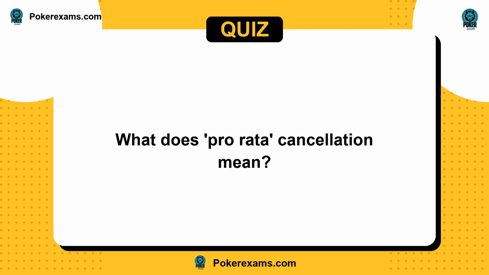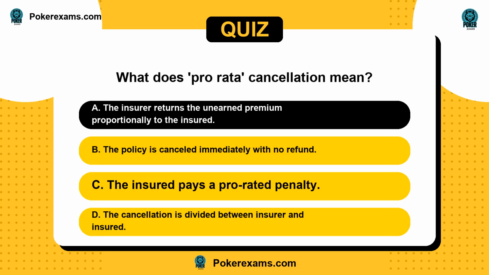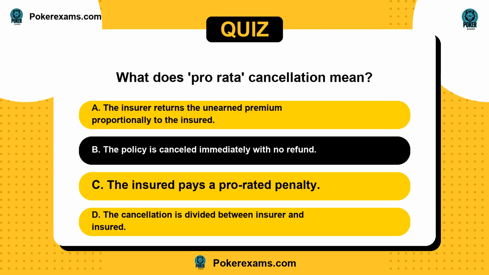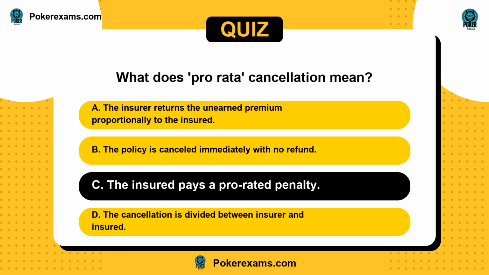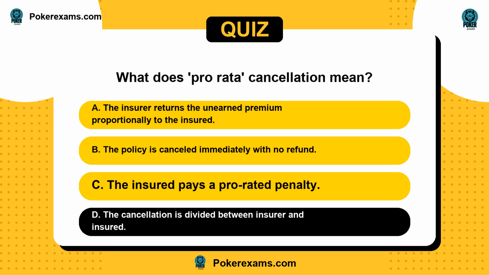Next question. What does pro rata cancellation mean? Is it A, the insurer returns the unearned premium proportionally to the insured? Or B, the policy is canceled immediately with no refund? C, the insured pays a prorated penalty? Or D, the cancellation is divided between insurer and insured?